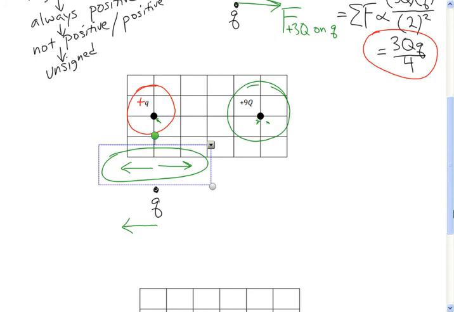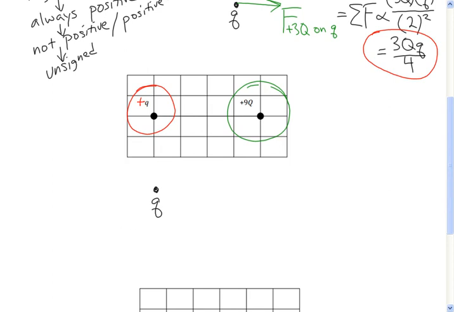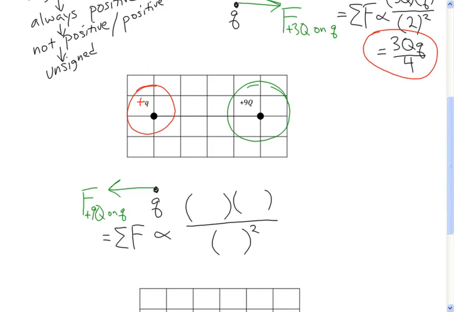The object of interest is little q, so we don't care about the force on the other one. This is why I've been pestering you for so long to label the forces with two objects. This is the force of positive 9 big Q on little q right here. And once again, since that's the only electrical force, that's going to be equal to the total electrical force on little q, and that is going to be proportional to the quantity from Coulomb's law. One charge times the other charge divided by the distance between them squared.